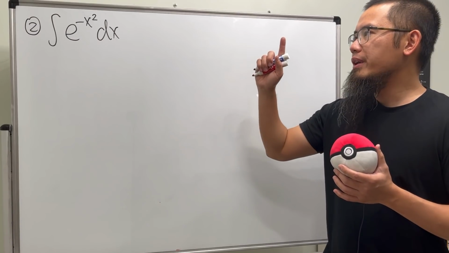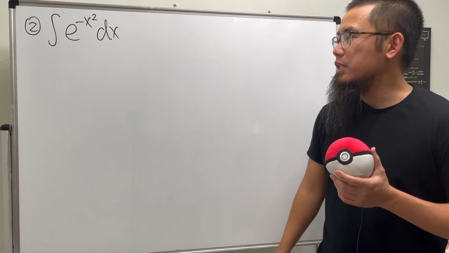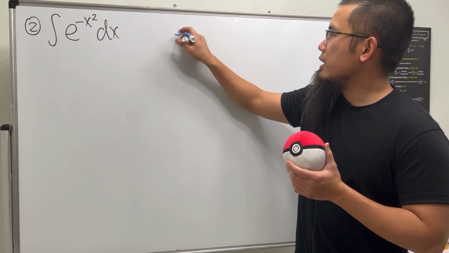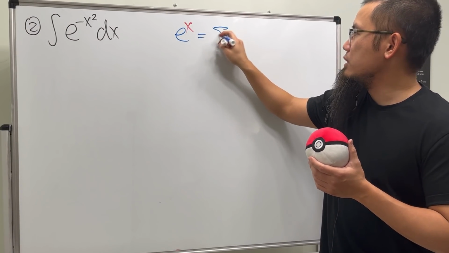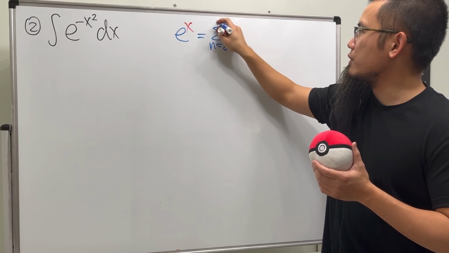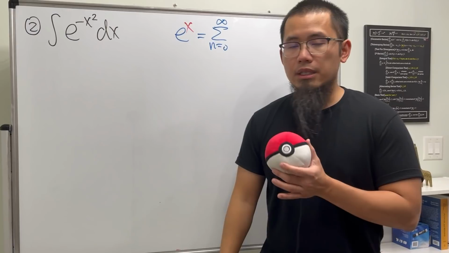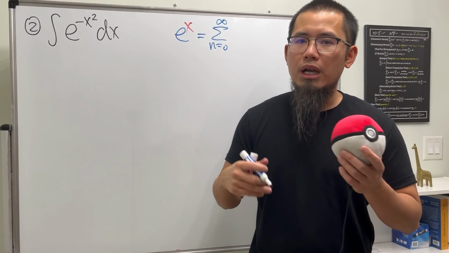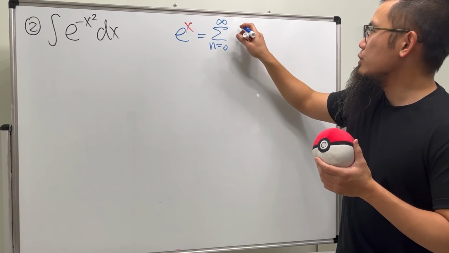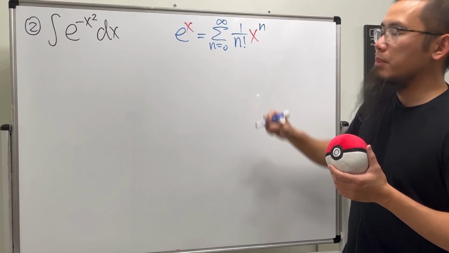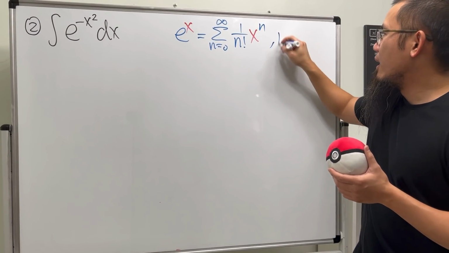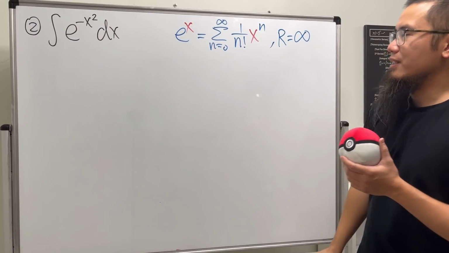But let's see how we can take care of this with the power series. Well, let's look at the power series for e to the x, which is the series as n goes from 0 to infinity. And for e to the x, it does not alternate, and you are going to have all the factorials. So just have 1 over n factorial, and then x raised to the nth power. That's it. R is also infinity.